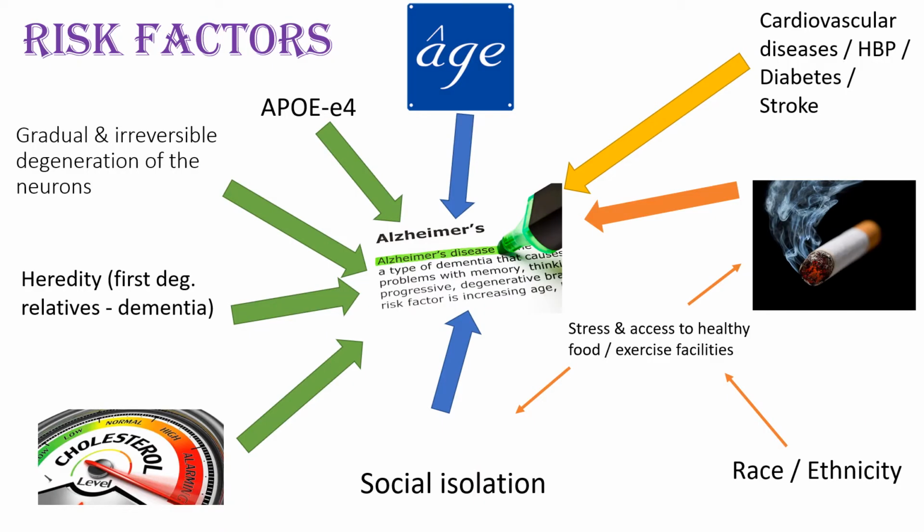Here are the modifiable and non-modifiable risk factors for Alzheimer's disease. The non-modifiable risks can include the APOE E4 allele, the gradual and irreversible degeneration of neurons in the brain, or having a first-degree relative or more than one immediate relatives with dementia. A person's cholesterol level can also affect the person's risk for Alzheimer's disease. The same can be said for social isolation.